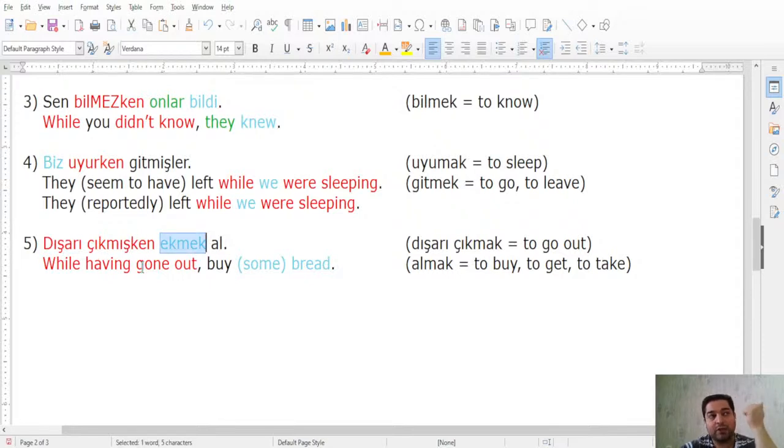What does it mean? In Turkish it means while you are already outside, while you have left the house already, while your having left is still continuing. That's the kind of literal meaning: while your being outside is still present as a condition, buy some bread. Dışarı çıkmışken ekmek al. Or you can say, for example, while you are ironing your clothes, please iron mine too.